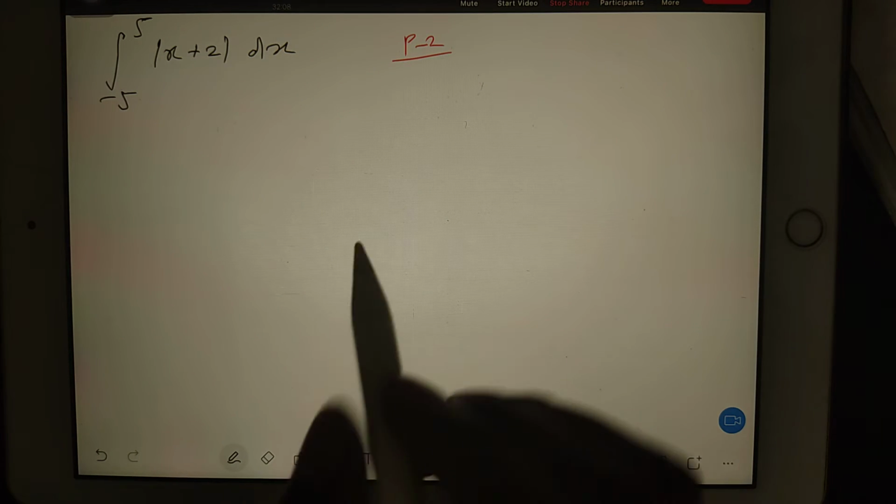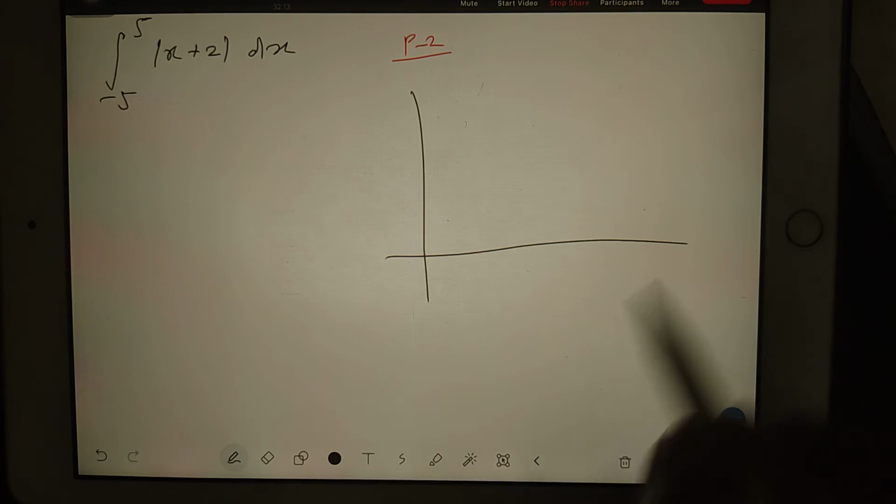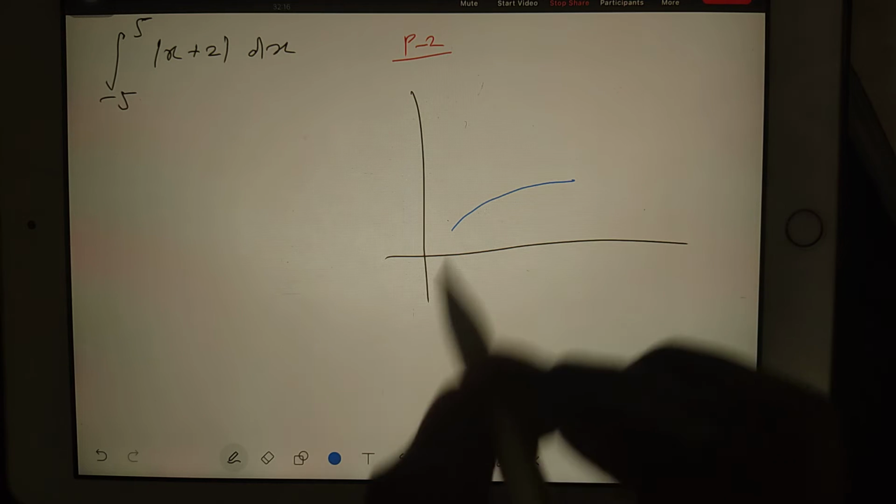Actually property 2 says, suppose you have an integration, and suppose from here to here you have a curve.